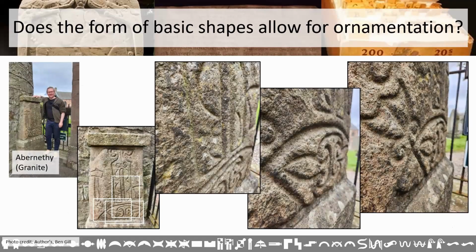So this ornamentation doesn't come for free. Again, this is for scale. You can see the symbol stone at Abernethy, which has unfortunately been cut down a significant amount. But every internal area of the two main symbols, the big ones, is full of this beautiful curving, spiraling ornament. And you can see it's really, really deep.